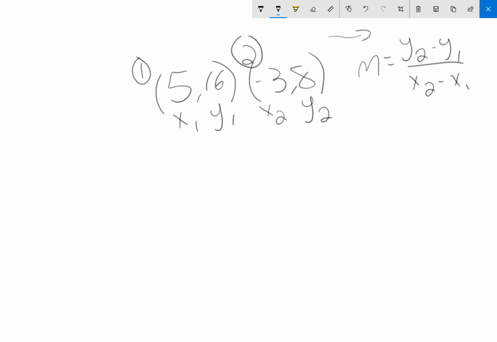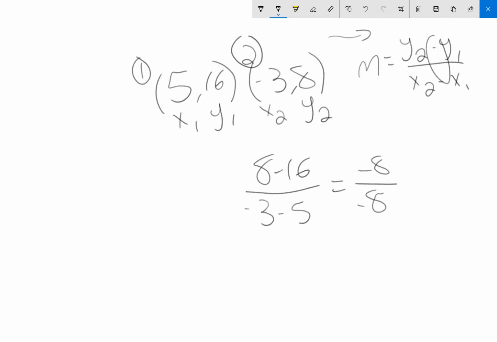So if I base this off my formula, then I would have my y's on top, which would be 8 minus 16, over my x's on bottom, negative 3 minus 5. So keep in mind that the minus signs are in the formula as well. So use those minus signs. 8 minus 16 would be negative 8, and negative 3 minus 5 would also be negative 8. If you need a calculator to help you in those subtracting, then go for it. But now we've got negative 8 divided by negative 8. This equals 1. So my slope for my example is just 1.